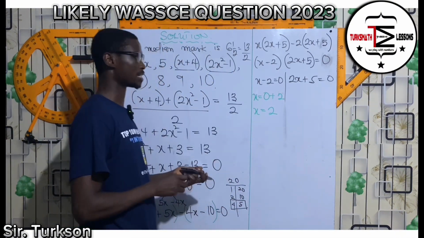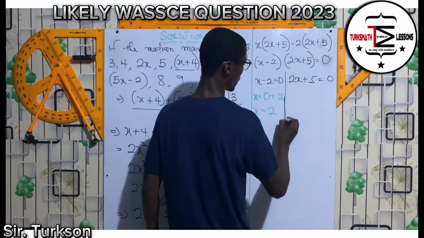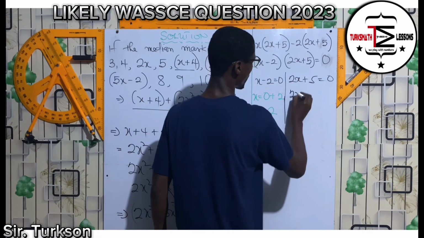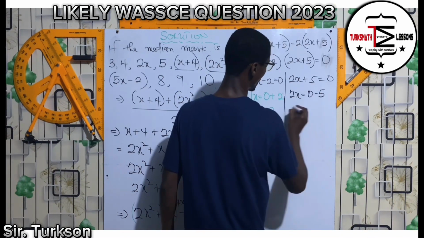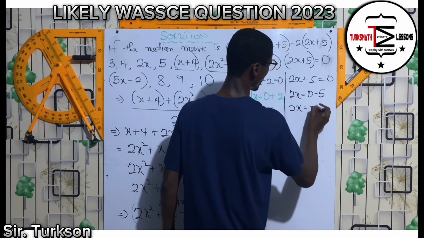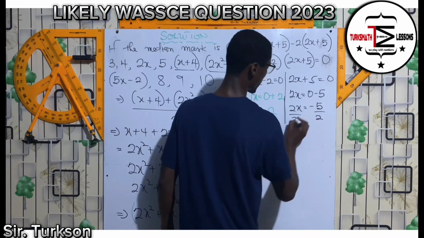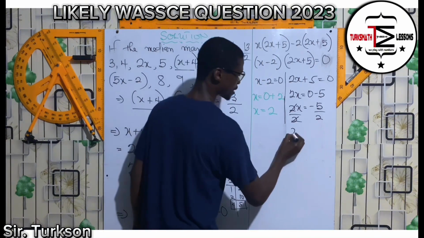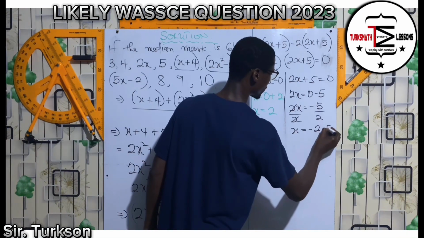Right? I hope you are following. x equal to 2. Then the next one here is what? We have, so x equals to negative 2.5. Okay.